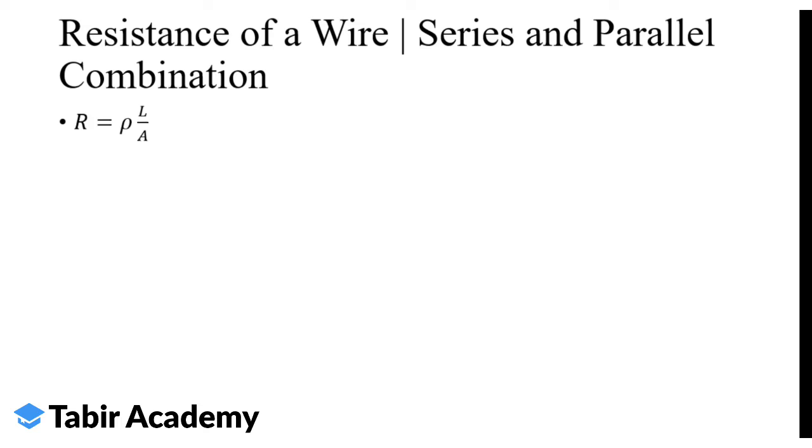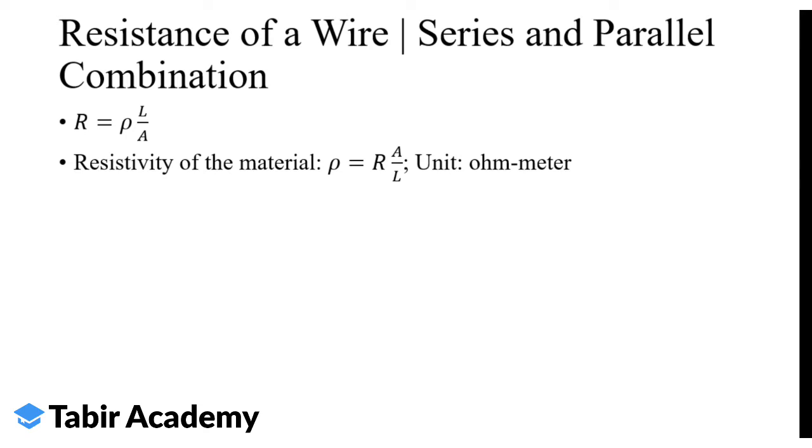The resistance of a wire depends on the length of that wire. It also depends on the area of cross section, but it depends inversely on the area of cross section of that wire. Similarly, the resistance depends directly on the resistivity of the wire. The rho in this formula that you can see on the screens represents the resistivity of the material of the wire. So the resistivity of the material is equal to the resistance times cross sectional area divided by length, and its unit is ohm meter.